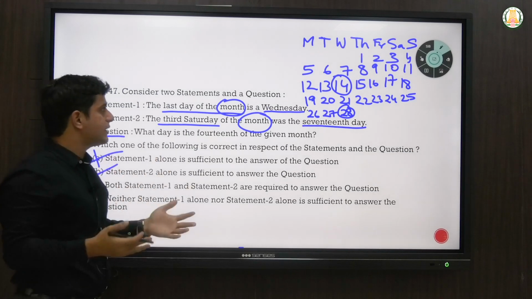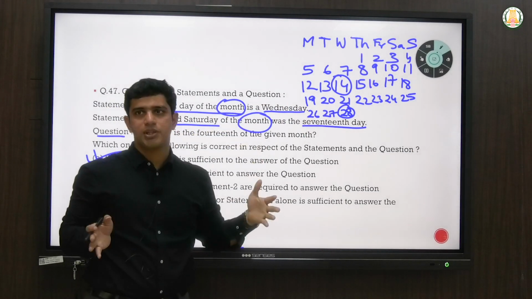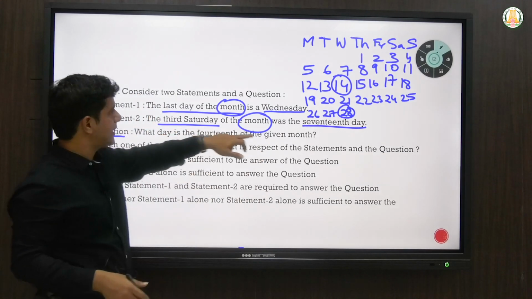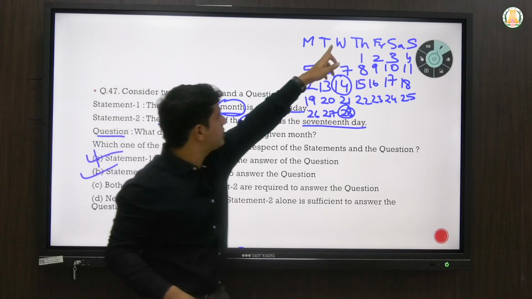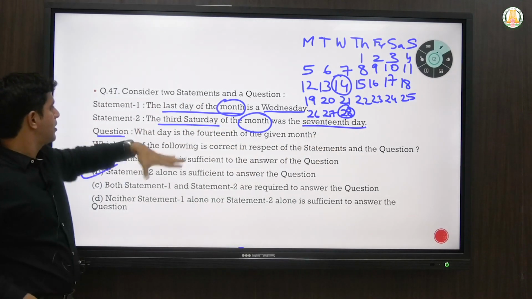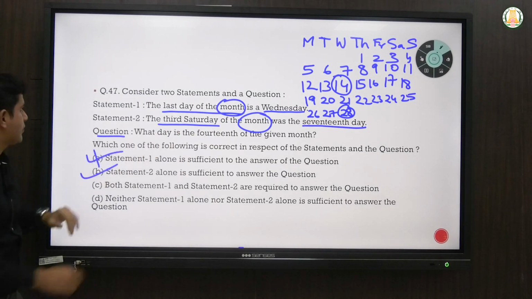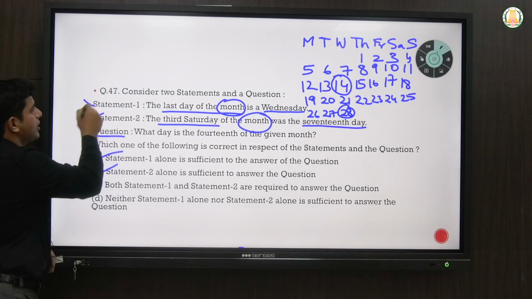If they ask any other thing, let's say if they ask, okay, tell me which month it is. If that is a question, then you should say we need statement 1 and statement 2 also, because we need to stop at Wednesday, that is at 28. But here it only says tell me what day is 14th. So only statement 2 alone is sufficient. This alone is sufficient. This is not required.